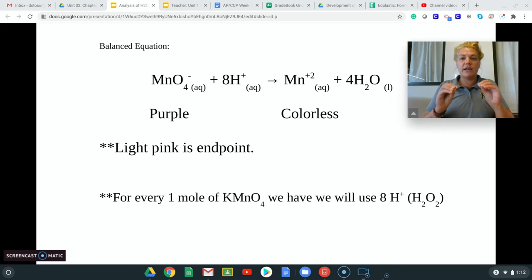So when we do our data analysis, it's important that we come back to this balanced chemical equation. For every 1 mole of potassium permanganate, we will use 8 hydrogens, which is just from the H2O2.